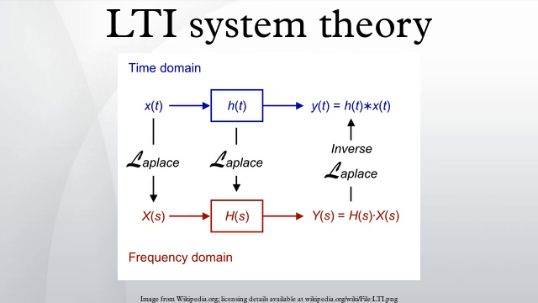Equivalently, any LTI system can be characterized in the frequency domain by the system's transfer function, which is the Laplace transform of the system's impulse response. As a result of the properties of these transforms, the output of the system in the frequency domain is the product of the transfer function and the transform of the input. In other words, convolution in the time domain is equivalent to multiplication in the frequency domain.